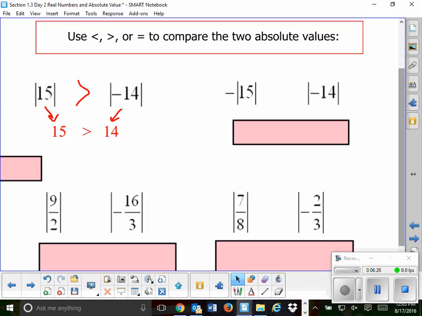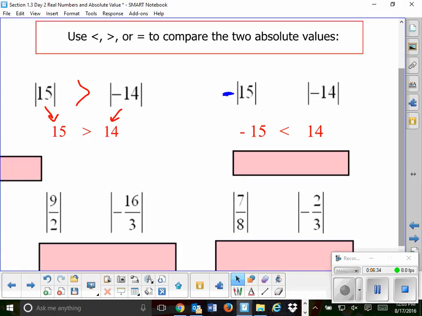The next one is a little bit tricky. Remember what we said, this negative right out here is going to carry down, and you should then have negative 15, and that is less than, and the absolute value right here is 14, so that's a less than symbol.